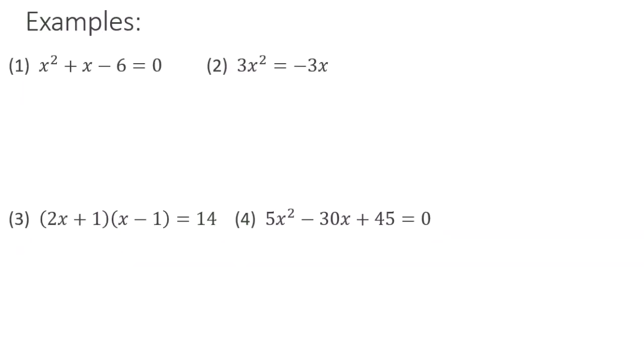All right, let's take a look at a few more examples. So number one here, this one's not factored, right? So the first thing we want to do is set one side equal to 0. So that's already done. So then we want to try to factor the other side, right?